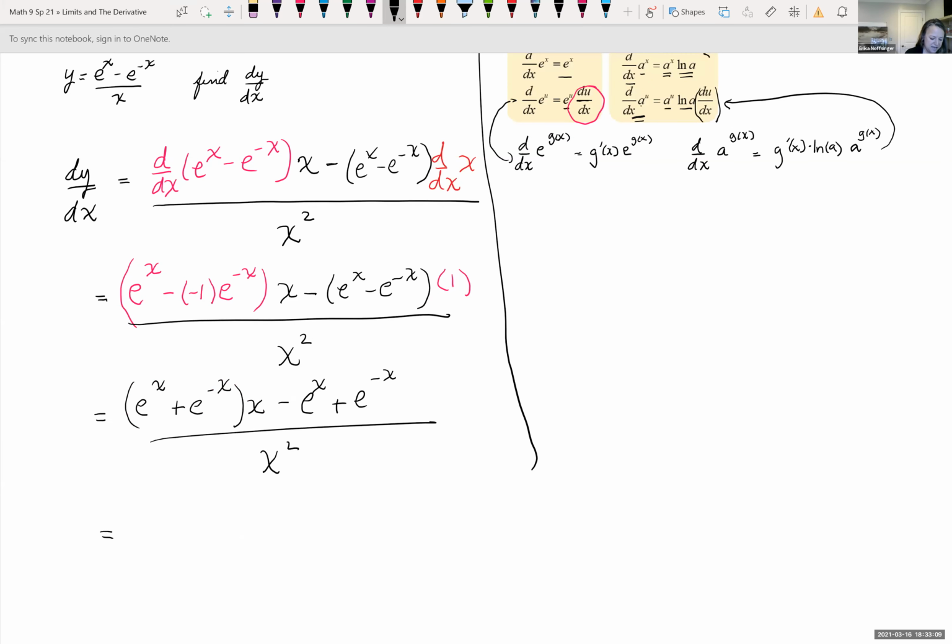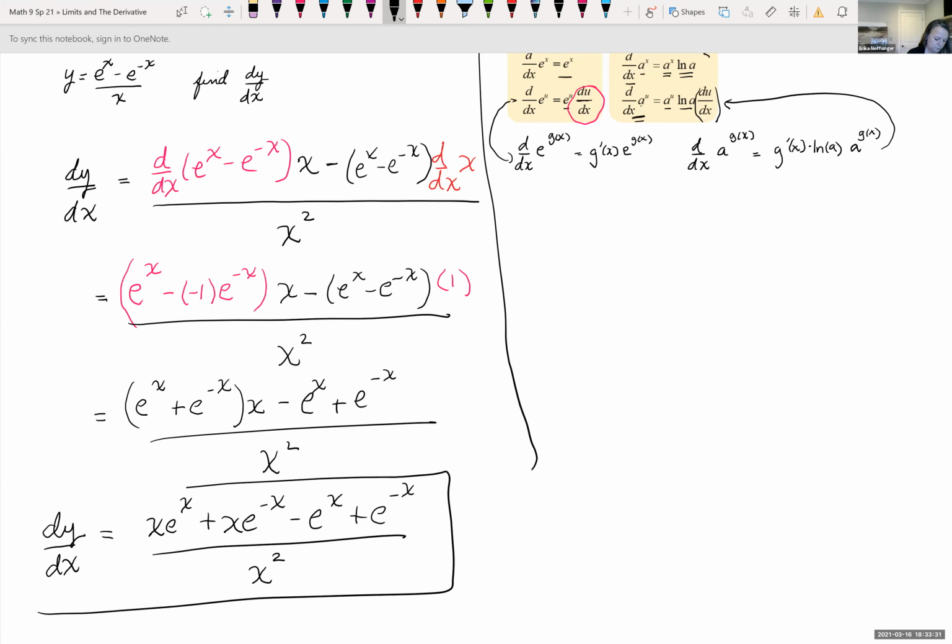So if I distribute the x, we'd have x e to the x plus x e to the negative x minus e to the x plus e to the negative x, that quantity, all that over x squared. Okay, so we found the derivative of that.